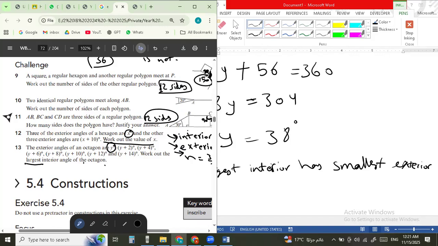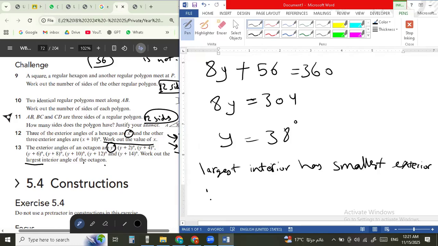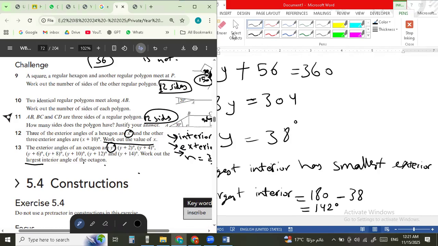The smallest exterior is just y. y is 38. So the largest interior has exterior only y, that's the smallest exterior. So 180 minus 38 equals exactly 142 degrees. So the largest interior angle is going to be 142 degrees.